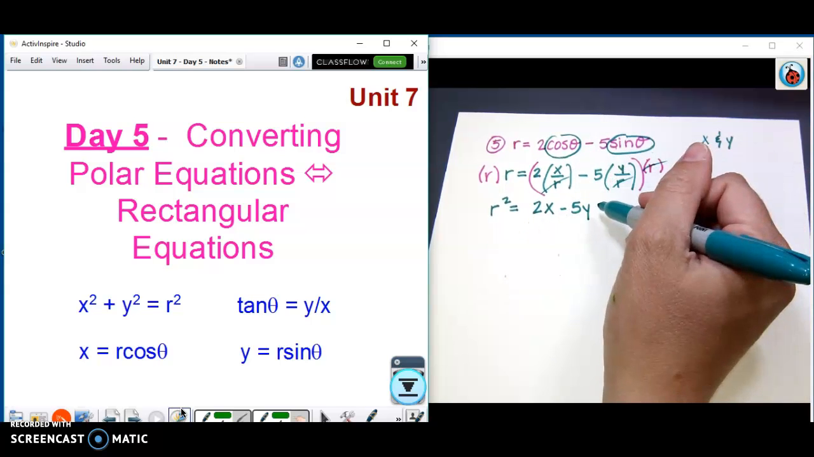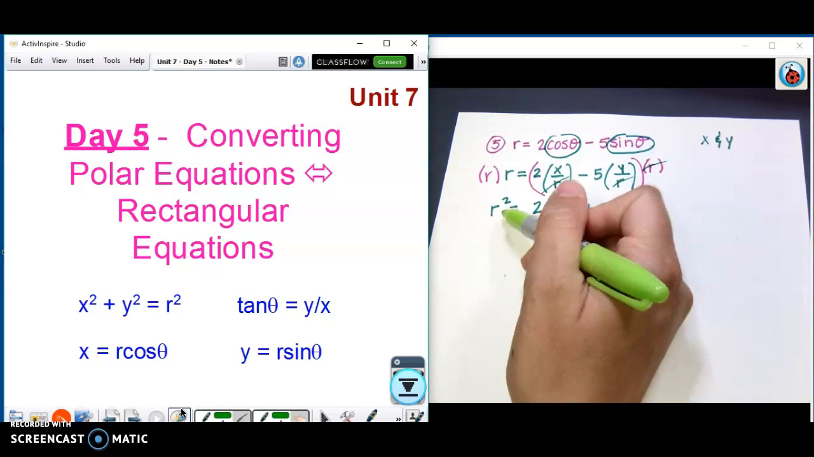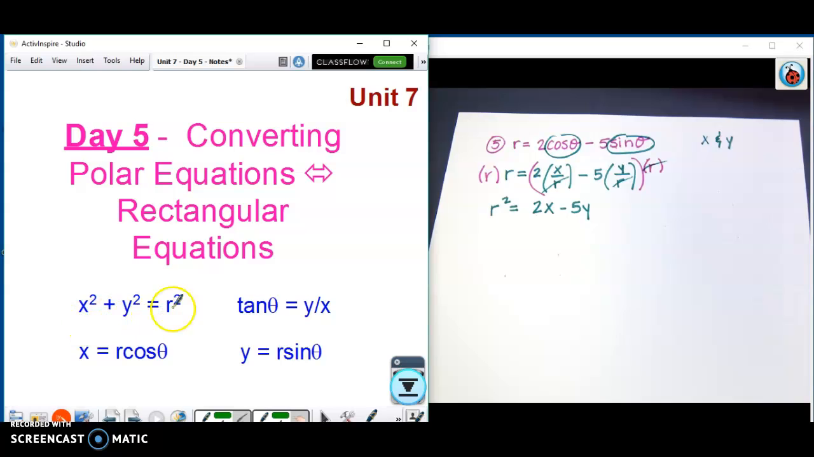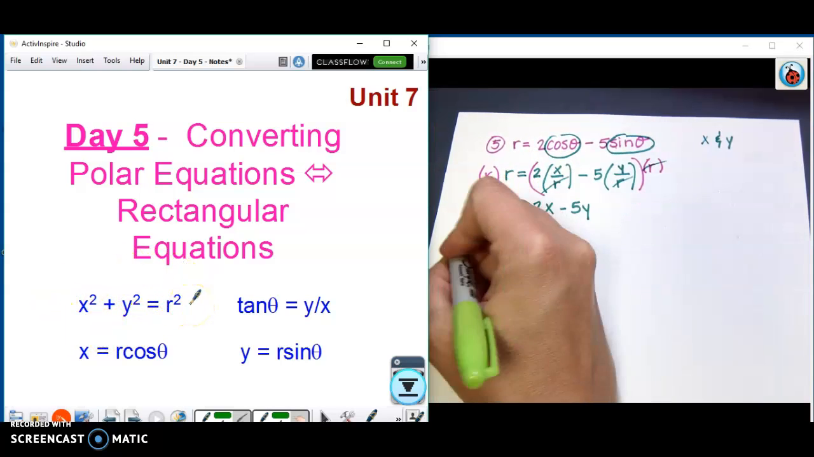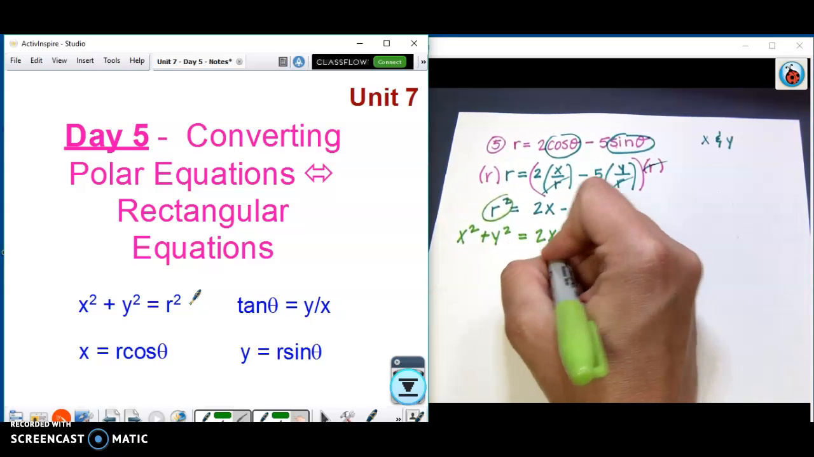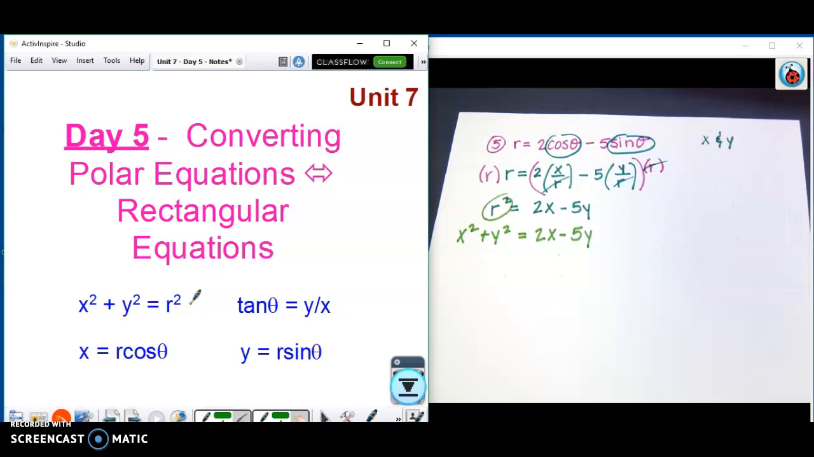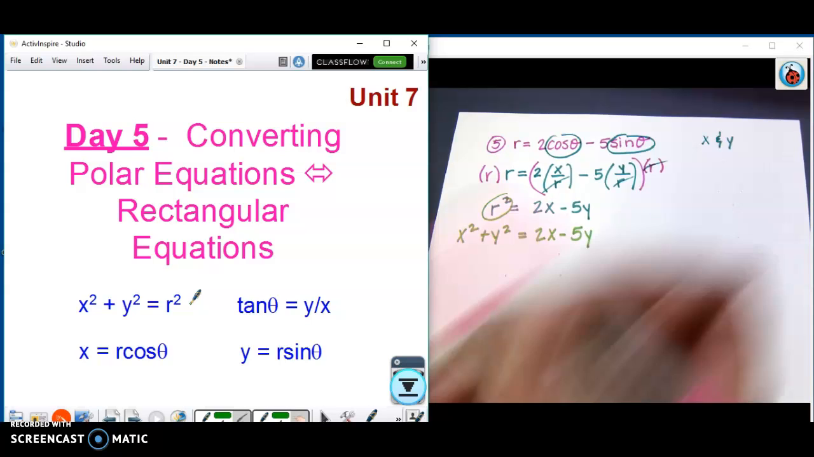So on the right-hand side, x's and y's are good. On the left-hand side, we have r squared. Well, we know that r squared is equal to x squared plus y squared, so we're going to replace that. Okay, very similar to the other problems that we've seen. So we do have all x's and y's, which is correct. But I'm going to combine everything to one side so I can complete the squares, so I can see what kind of conic section we're talking about here.